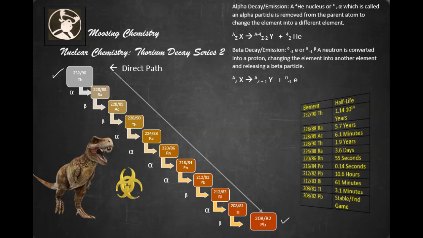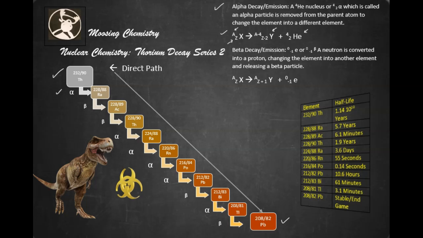Now remember that the alpha particles talk about alpha decay emissions, whereas a 4He nucleus, or 4,2 alpha, which is called an alpha particle, is removed from the parent atom to change the element into a different element using this equation. A represents the atomic mass number, that's the AMU, and that's the number of protons and neutrons. And Z represents the atomic number, which is the number of protons. So AZX is going to yield A minus 4, Z minus 2, Y, which is our new element, and then of course our alpha particle.